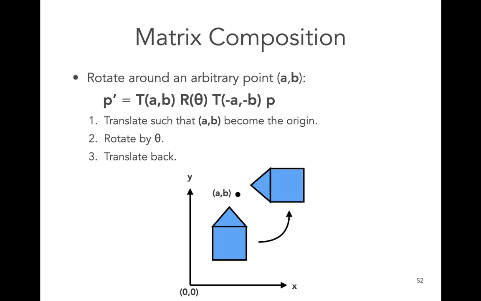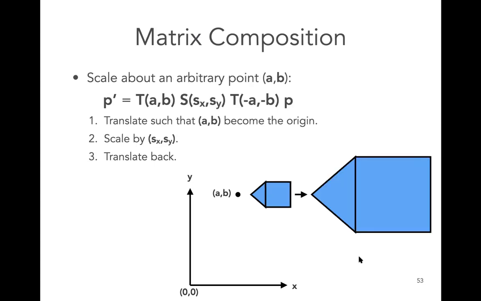Then we'll apply a rotation, and then we will translate back so that AB goes back to AB. So the point AB itself is unaffected by this rotation because while the rotation was occurring, AB was at 0, 0, and 0, 0 times anything stays 0, 0. That's pretty neat. We can also scale about an arbitrary point in exactly the same way: translate so that AB becomes the origin, then scale by sx and sy, and then translate back.